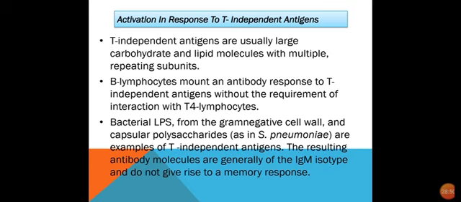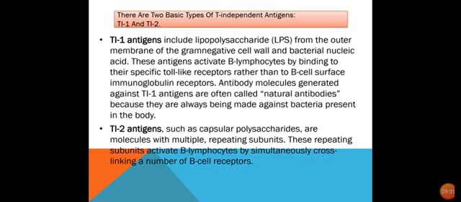Activation in response to T-independent antigens. T-independent antigens are usually large carbohydrate and lipid molecules with multiple repeating subunits. B lymphocytes mount an antibody response to T-independent antigens without the requirement of interaction with T4 lymphocytes. Bacterial lipopolysaccharides from the gram-negative cell wall and capsular polysaccharides are examples of T-independent antigens. The resulting antibody molecules are generally of the immunoglobulin M isotype and do not give rise to a memory response.